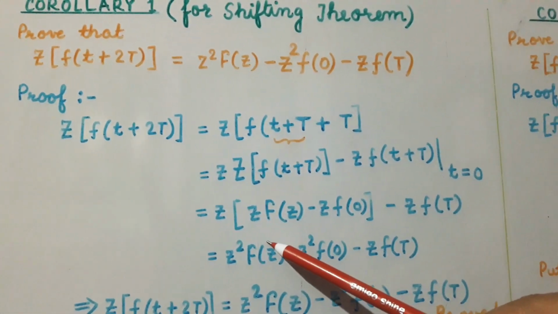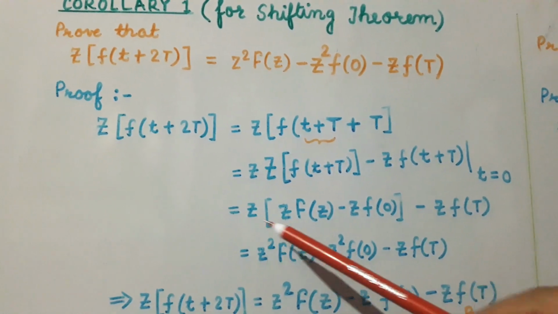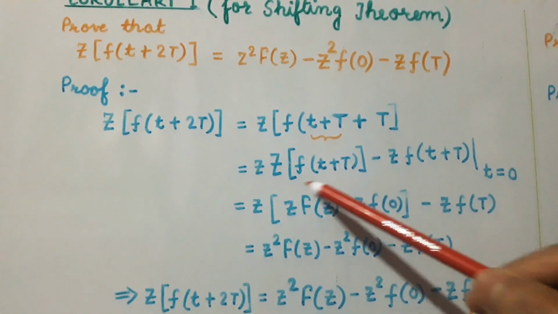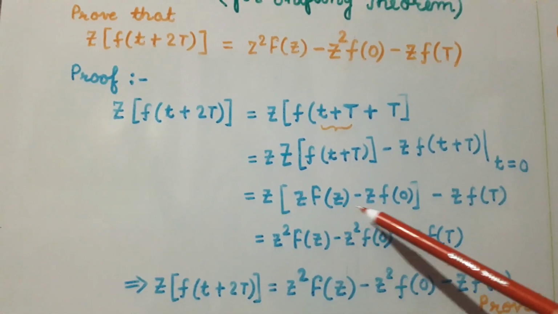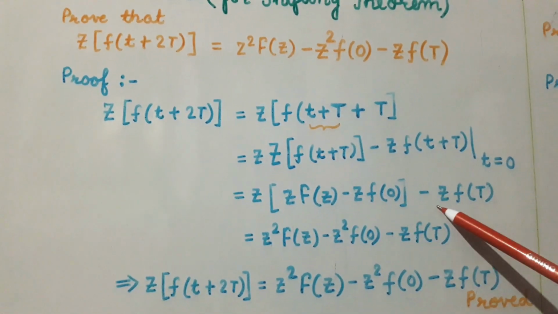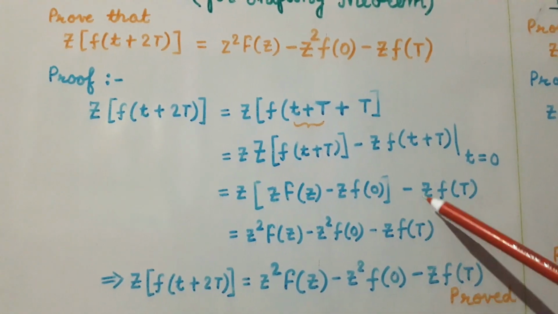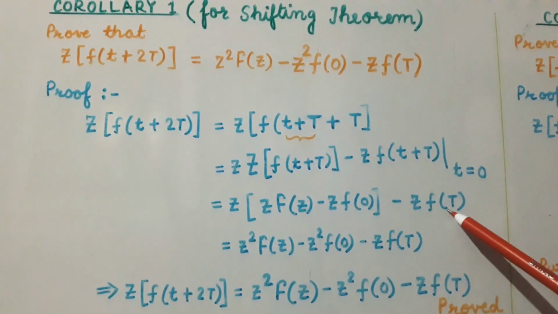On simplification, this will come out to be z. Now again we will write the shifting theorem for this expression, which will come out to be zF(z) minus zf(0) minus zf(T).